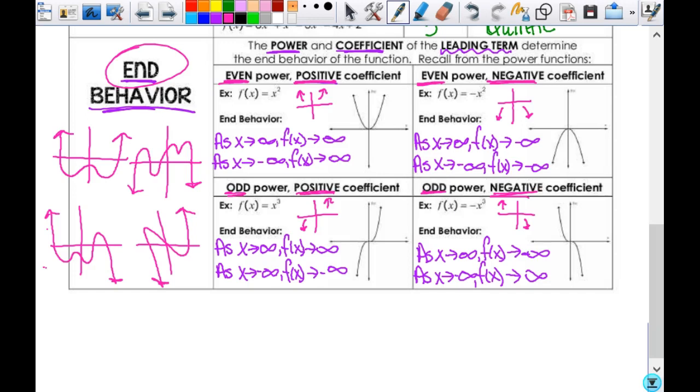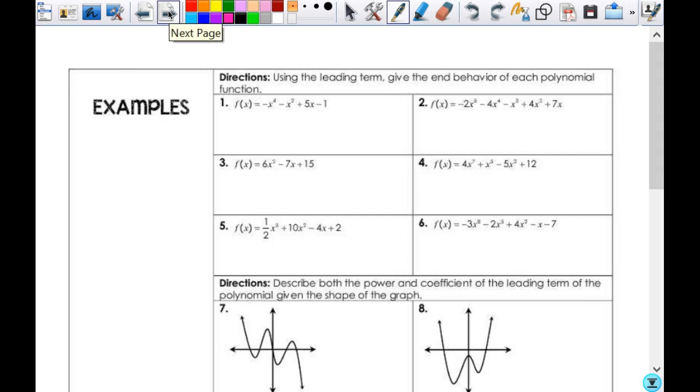Any questions? All right. So we're not going to do all of these because, again, I don't want your hand to fall off or anything, but we're going to do a couple of them. Let's do number 1 together. It says, using the leading term, give the end behavior of each polynomial function. So I think the easiest thing to do is to come up with your little pink picture first. Obviously, it's always going to be pink, but you know what I mean. It's even, right? So are the ends going to be the same or different? The same. And it's negative, so are they up or down? Down.